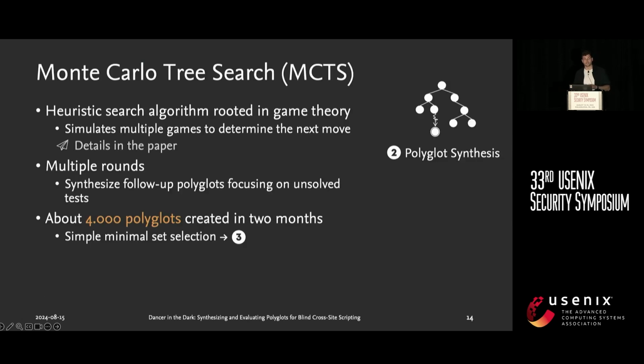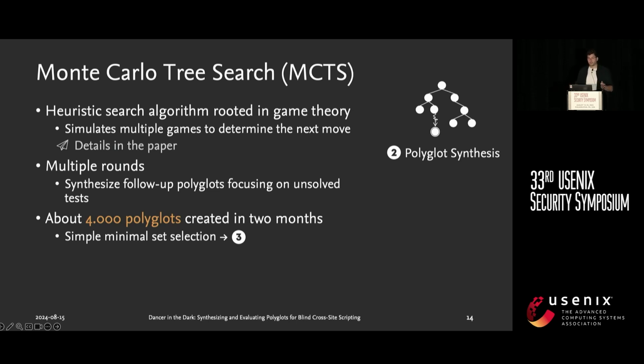So for our generation, we actually borrow an algorithm from game theory called Monte Carlo tree search. It's a heuristic search algorithm, which essentially simulates games to determine the next best move. Details on that are in the paper, so please look into that.